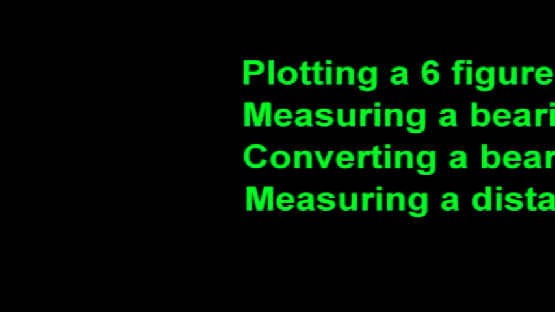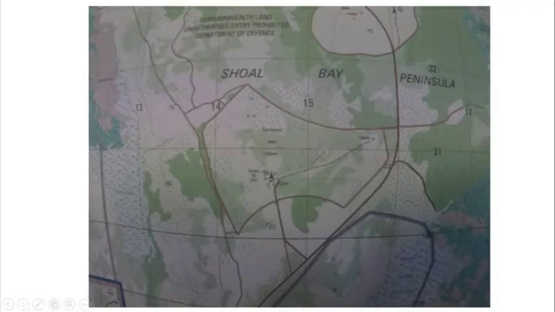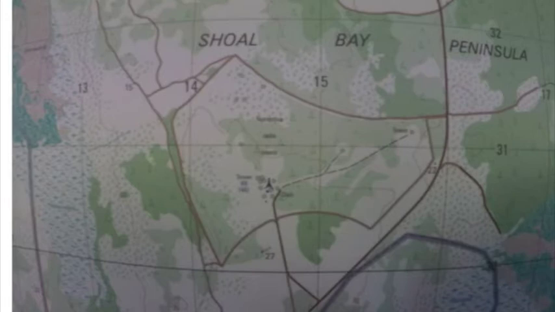Plotting a grid, measuring a bearing and a distance, and converting a bearing. The first thing I need to do is plot the grid of my start point and end point. To do this, we first must check the scale of the map in our marginal information and ensure that we are using the correct same scale romer on our protractor, and mark that with a fine pencil.